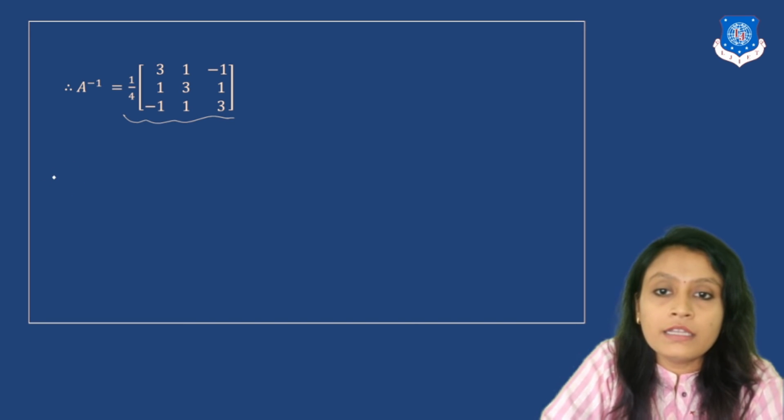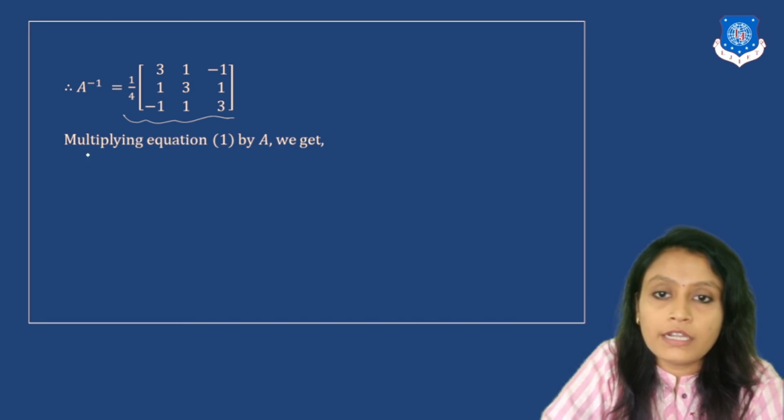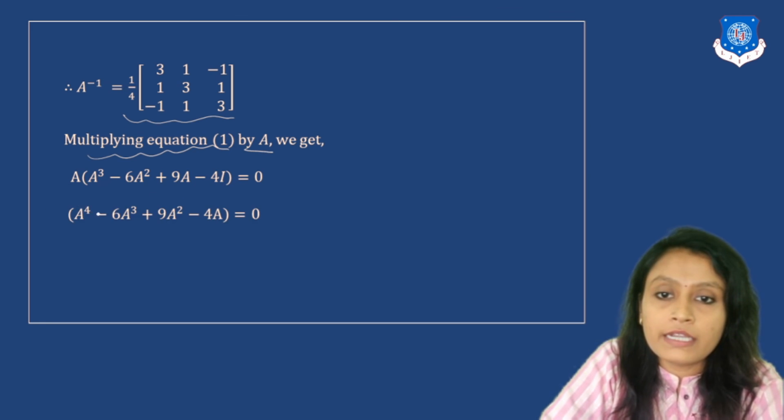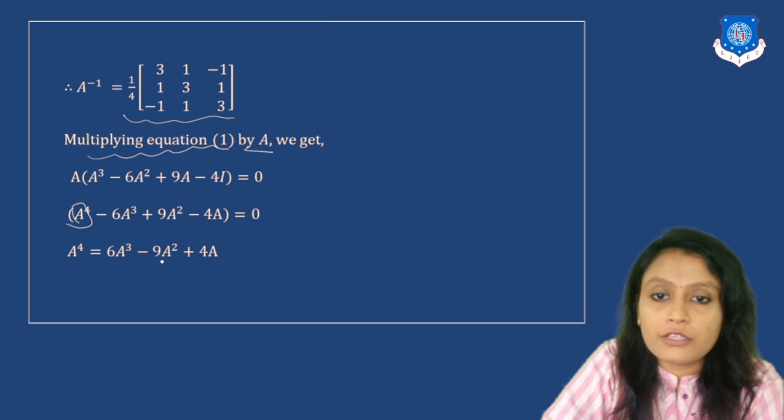Now we have to find A raised to 4. So for that what we'll do, we'll multiply that equation 1 by A. Okay, so just multiply it by A. So what you will get, A into this A cube minus 6A square plus 9A minus 4I equal to 0. Multiply by A, so you will get A raised to 4 minus 6A cube plus 9A square minus 4A equal to 0. Make this A raised to 4 as a subject, so you will get A raised to 4 is equal to 6A cube minus 9A square plus 4A.